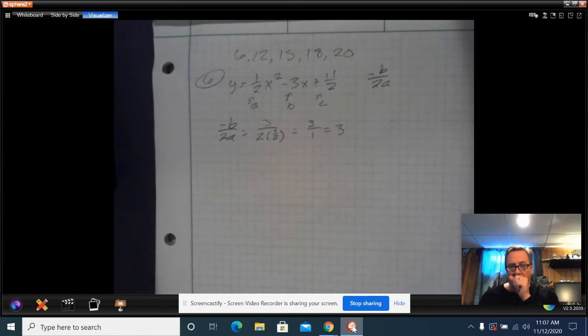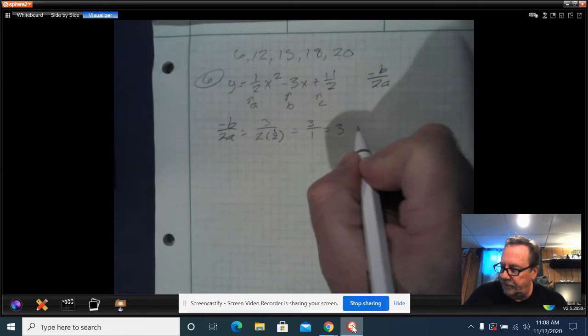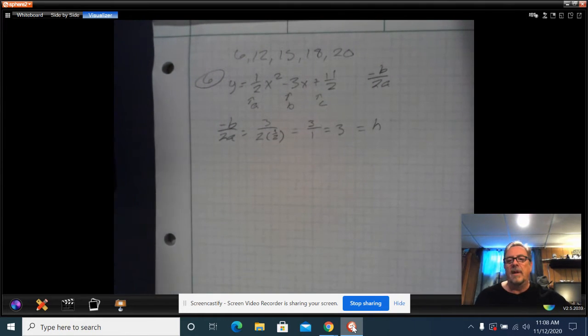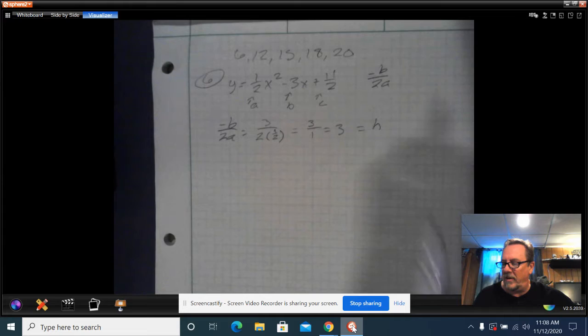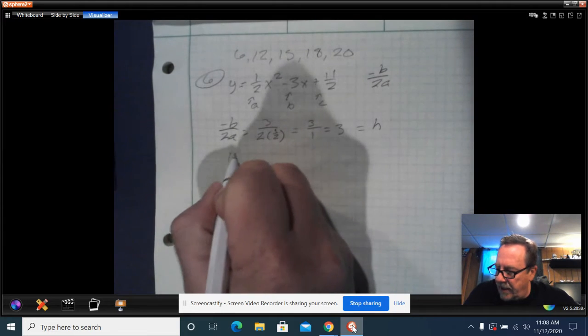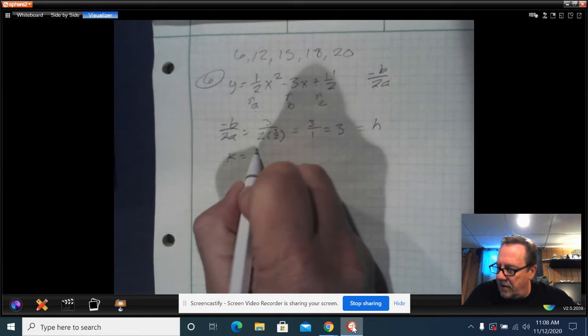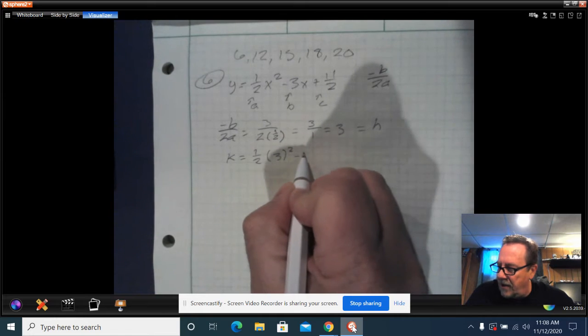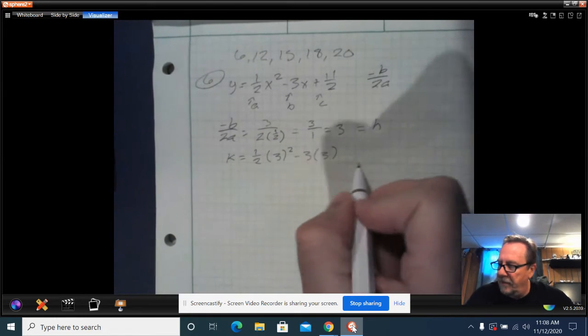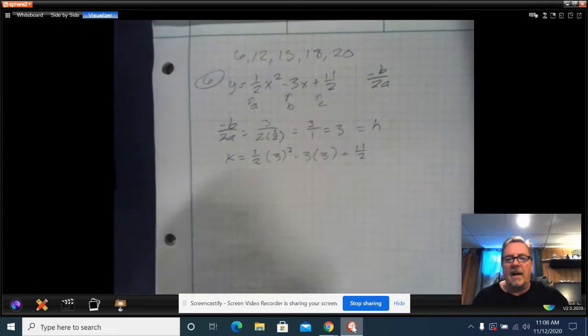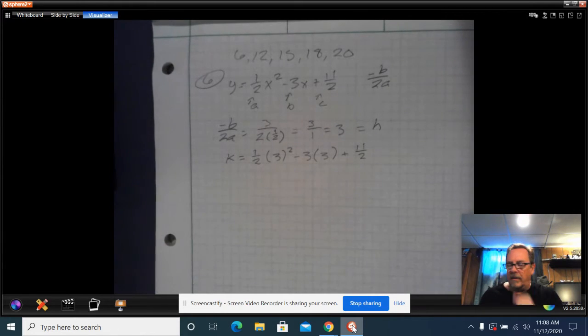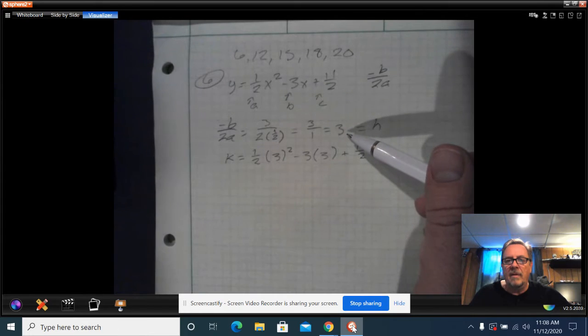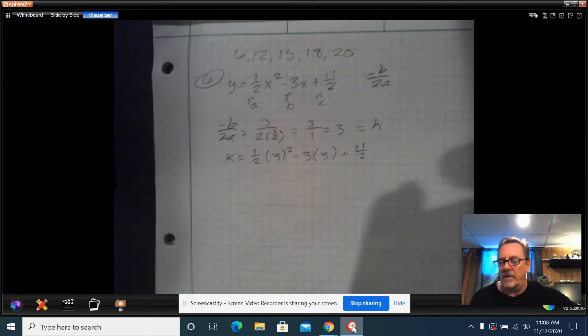Now remember what that is. Excuse me, that's going to be our h, right? And to find our k, we're going to plug this into the original equation. So to get our k, it's going to be 1/2 times 3 squared minus 3 times 3 plus 11 halves. So all I did is plug in what I got for h, my negative b over 2a, into the x values for the original equation.